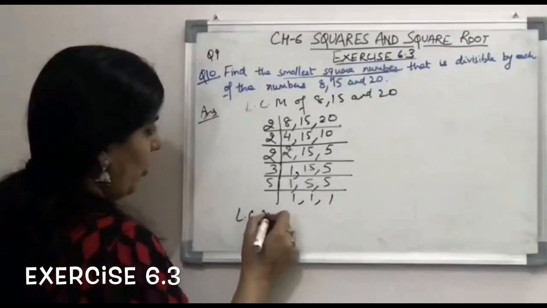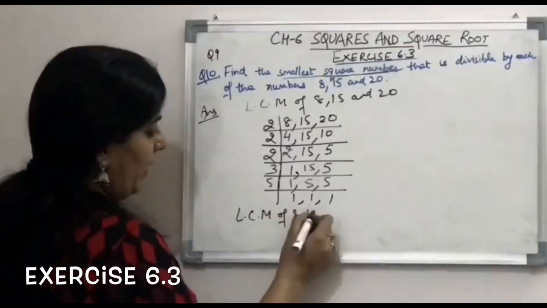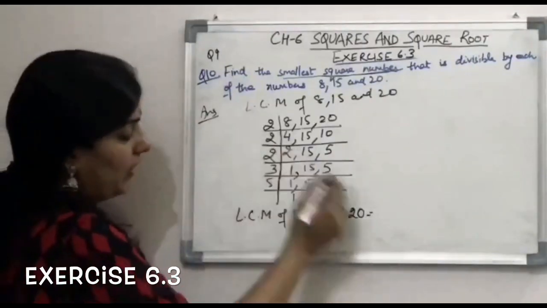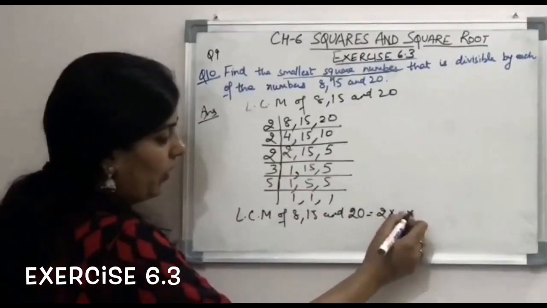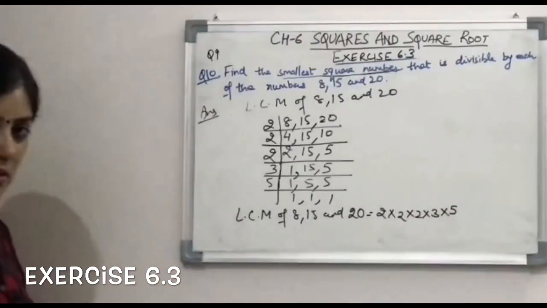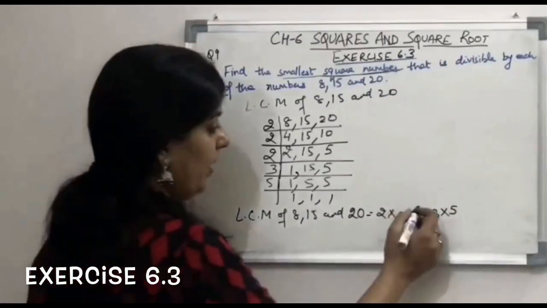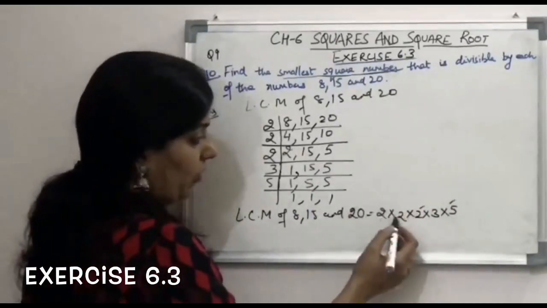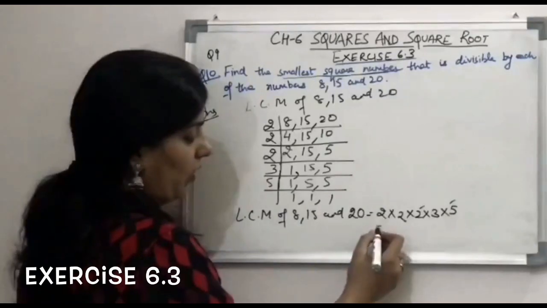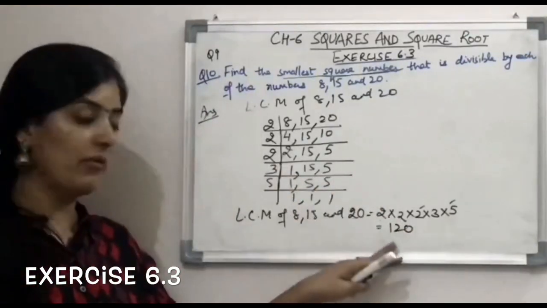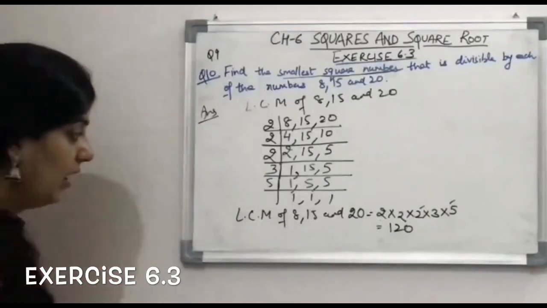So what will be the LCM of 8, 15 and 20? 2 into 2 into 2 into 3 into 5. To make the calculation easier, Didi, you can always multiply these numbers first. 2 fives are 10, and now 2 to the 4, 4 threes are 12. 12 into 10 is 120. तो LCM 120 आया हमारे पास.